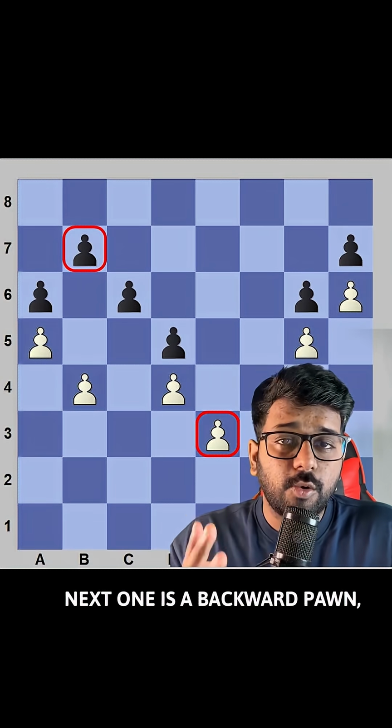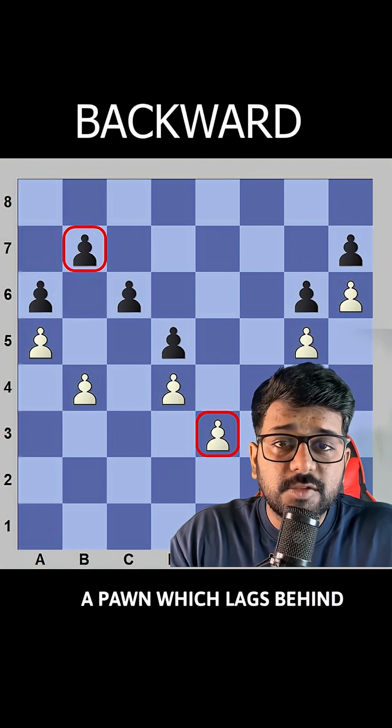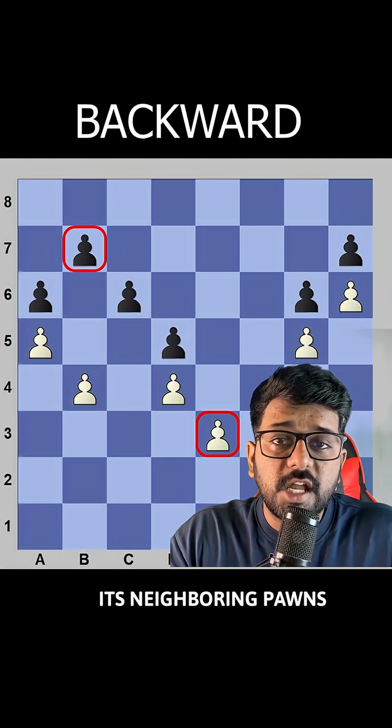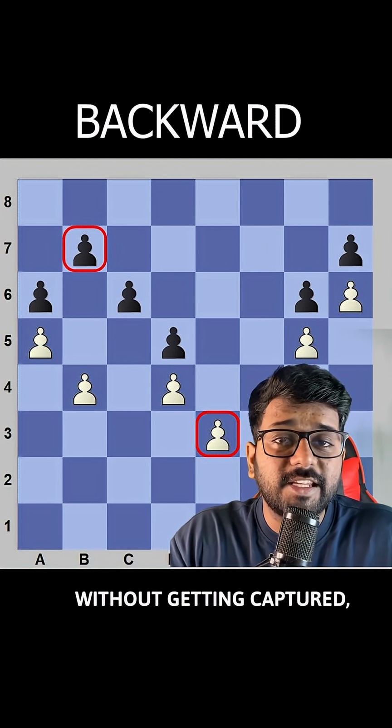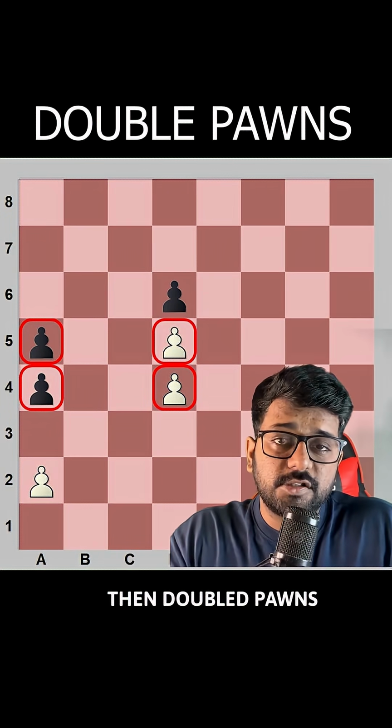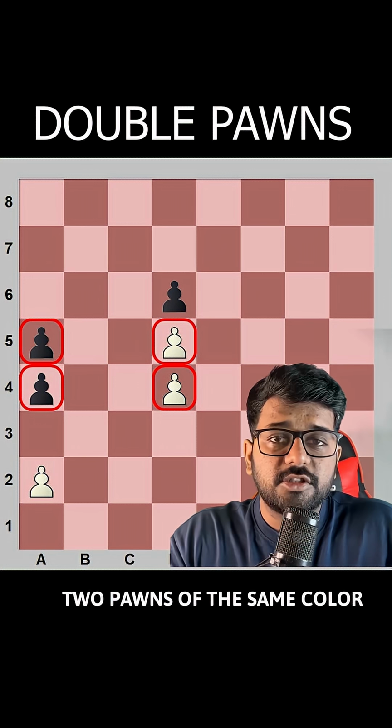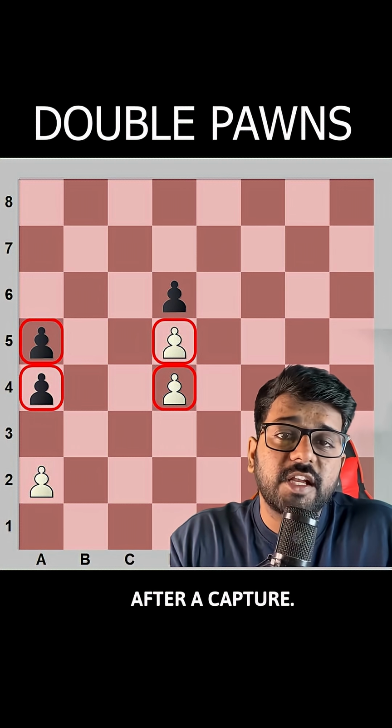Next one is a backward pawn. A pawn which lags behind its neighboring pawns and cannot advance without getting captured. Then doubled pawns. Two pawns of the same color stacked on the same file after a capture.